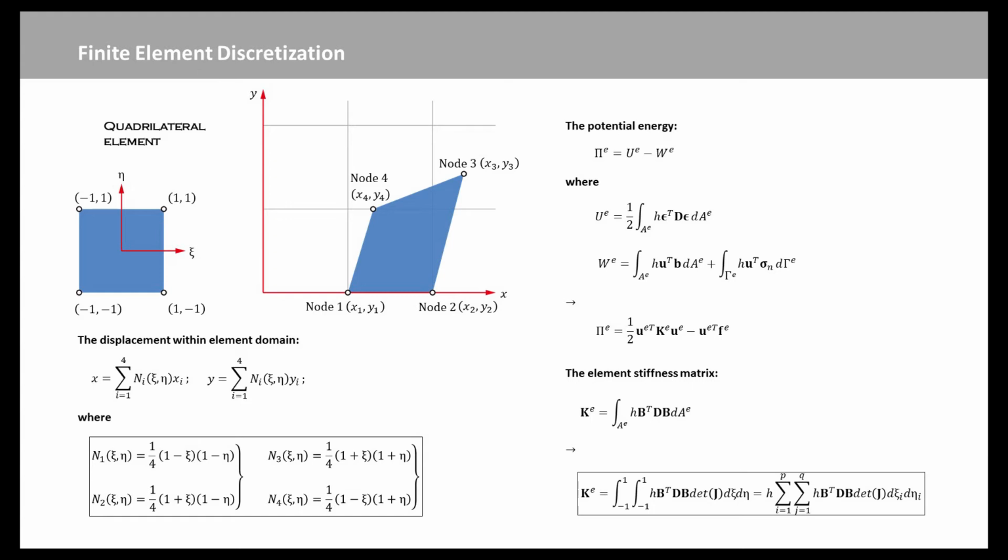Through the mathematical derivation, we can introduce these expressions into the total potential energy and obtain the element stiffness matrix. The strain vector can be obtained by derivation of the displacement. This matrix is needed for computation of the stiffness matrix and the stress vector at each element.